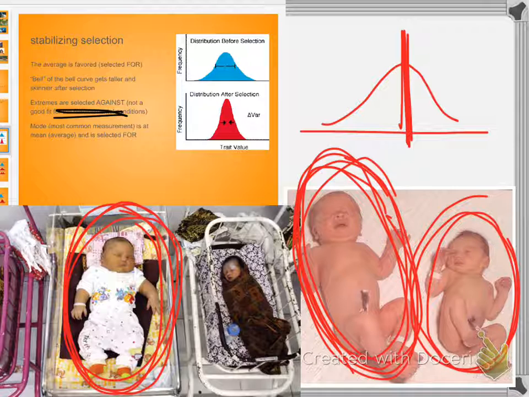That's stabilizing selection. So man, what a day. We've talked about tiny baby birds with worms crawling up their brains and all sorts of risks for infant death. Ugh.